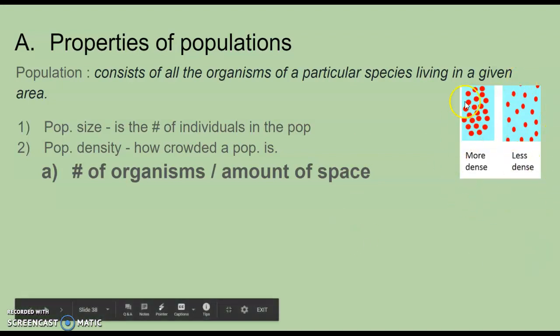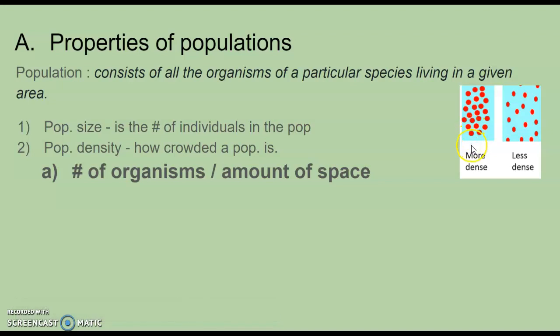This is essentially how crowded a population is. So looking at this picture over here, the more people I have in a given area, the more dense it is. The less people, the more spread out people can be, the less dense it is. And this doesn't have to be for people necessarily, this is any type of population. So plants, animals, and of course humans. So there's an equation we can actually use to calculate population density. It's just the number of organisms that are there divided by the amount of space.